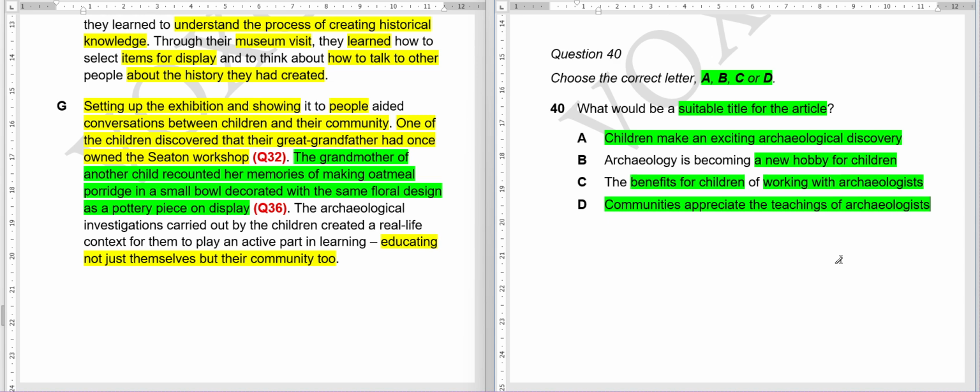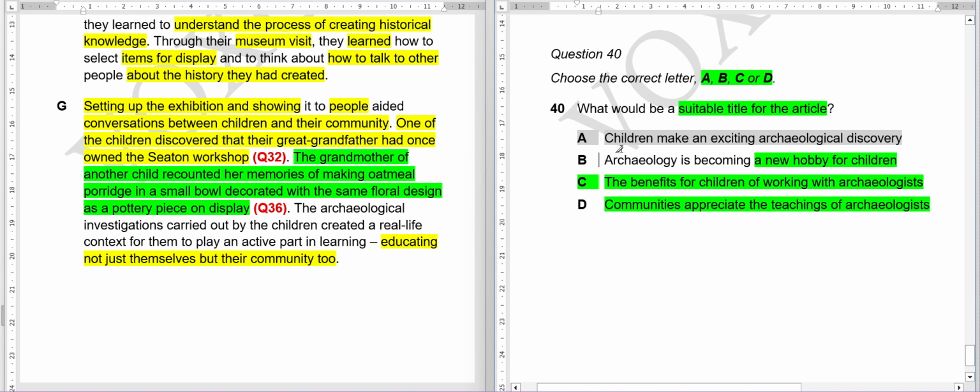Okay, time's up, and the answer to this question is A, B, C, or D? Yes, C. The benefits for children of working with archaeologists. Why can A not be our answer? Because yeah, there is mention of children making discoveries, but this passage doesn't just focus on that.